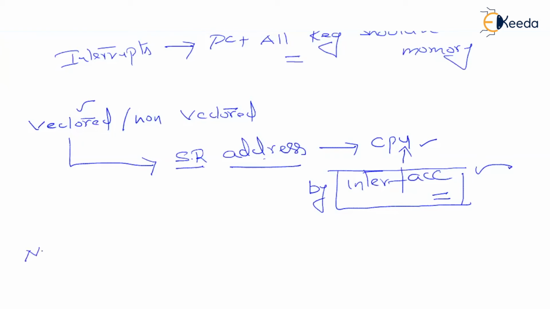But in a non-vectored interrupt, the source of the interrupt will not give you the subroutine's address. The CPU itself will find out what the service routine's address is. Okay, I will show you one scenario in which the CPU is going to find out the service routine's address.